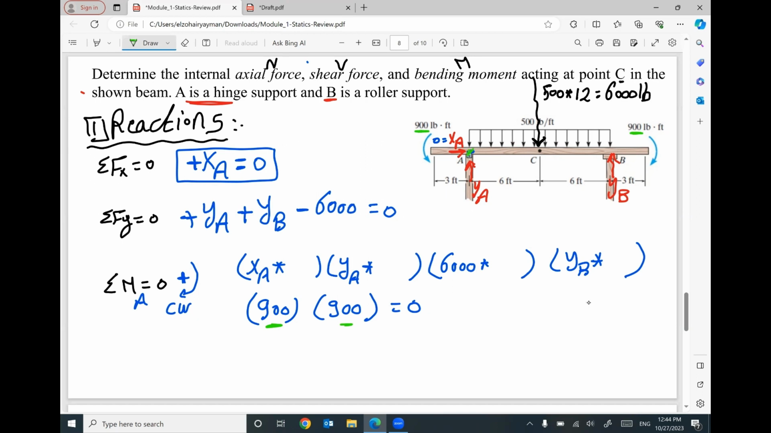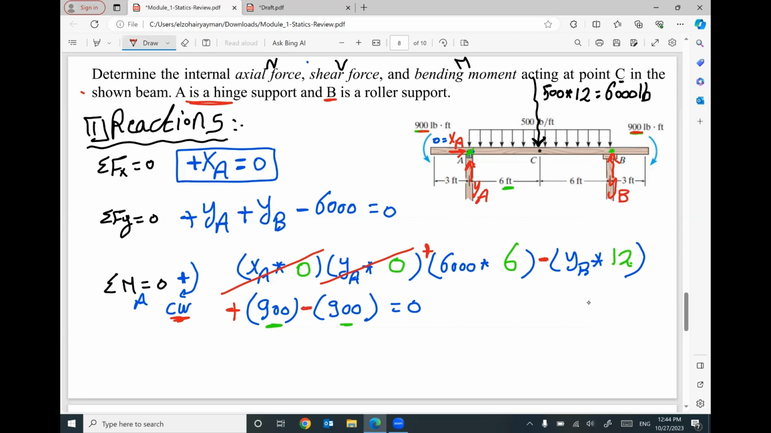I am sitting at A, so the distance between XA and A is 0. YA and A, 0. 6,000 and A, 6 feet. YB and A, 12 feet. I don't care about the sign of this term or this term. Based on my assumption, clockwise rotation is positive, so 6,000 times 6 will be positive clockwise. YB going up, so it will rotate counterclockwise, it will be negative. This given 900 is positive clockwise. This given 900 is counterclockwise, it will be negative.